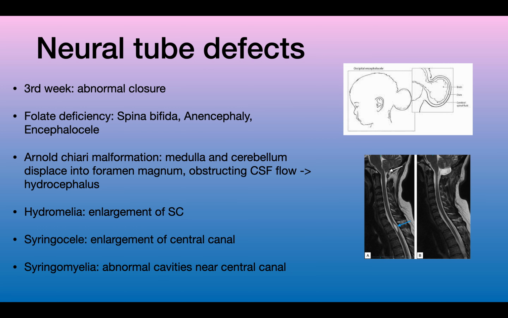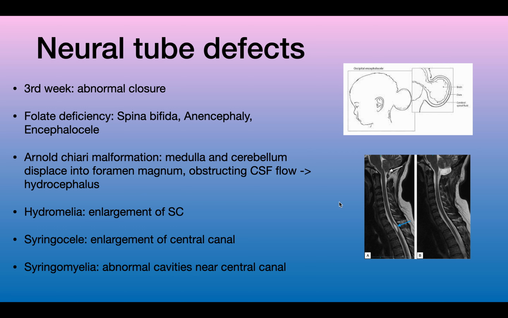Okay, so neural tube defects usually occur during the 3rd week due to folate deficiency, and could be either spina bifida, anencephaly, or encephalocele. Encephalocele is going to be the cyst, right? The Arnold-Chiari malformation is when the medulla and cerebellum herniate into the foramen magnum.